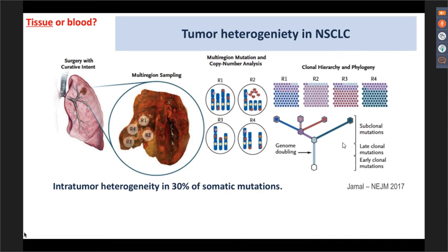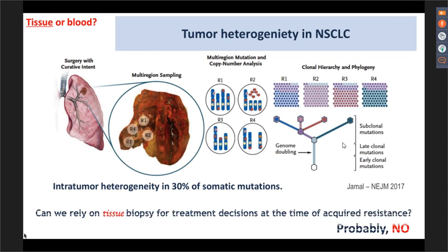Let's talk about this paper that I think all of you know. This was published last year in the New England Journal of Medicine. Remember that in this paper, the data that was published show that there is at least 30% of intratumor heterogeneity in the samples analyzed in this publication. Then the question is, can we rely on tissue biopsy for treatment decisions at the time of acquired resistance? And the answer is probably no.